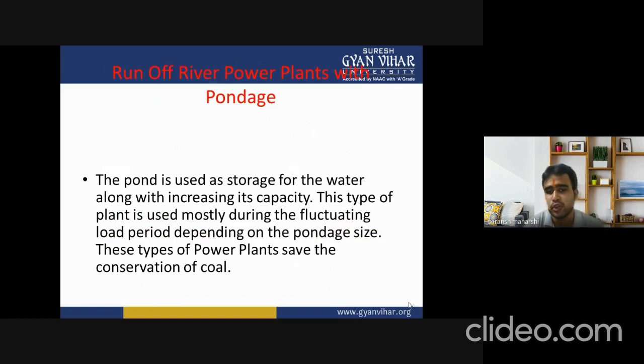The pond is used as storage for the water along with increasing its capacity. This type of plant is used mostly during the fluctuating load period depending on the pondage size. This type of power plant saves the conservation of the coal.